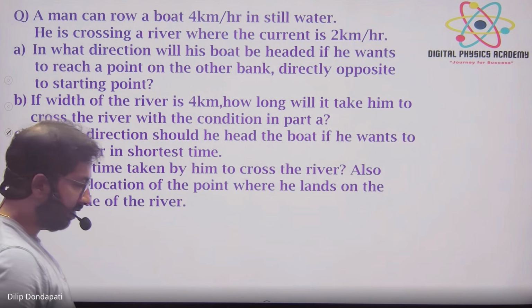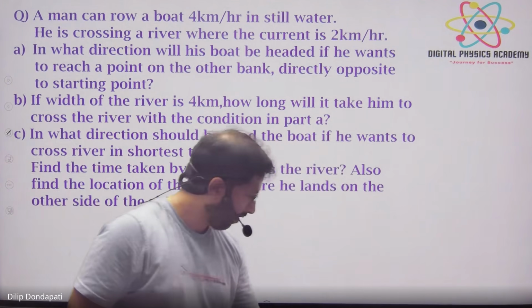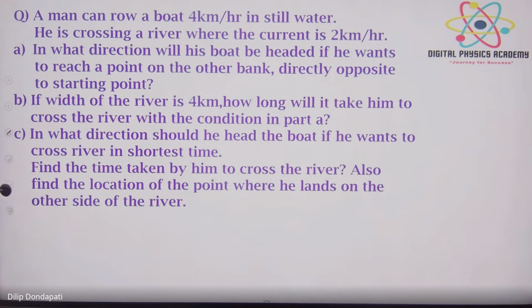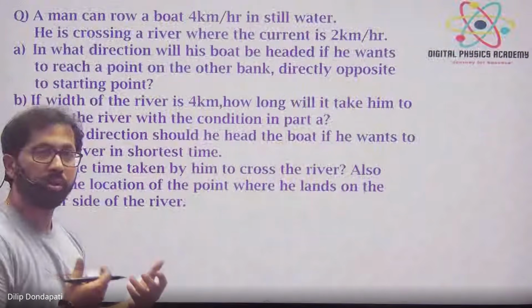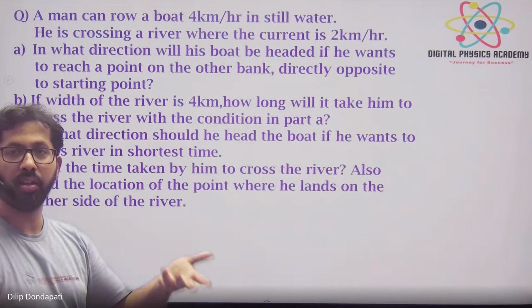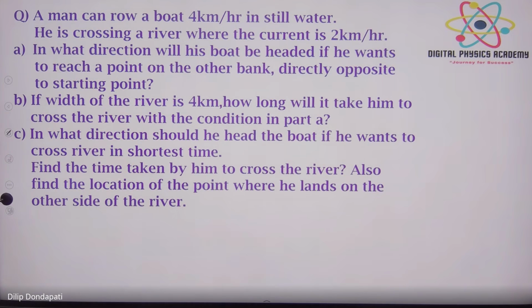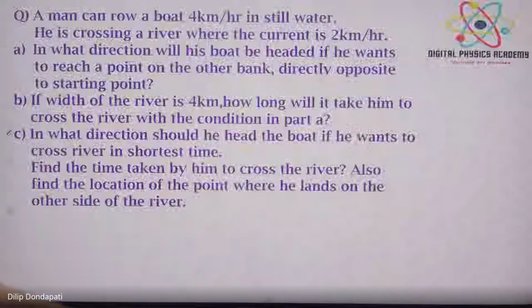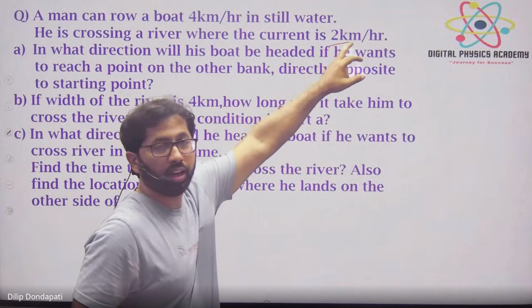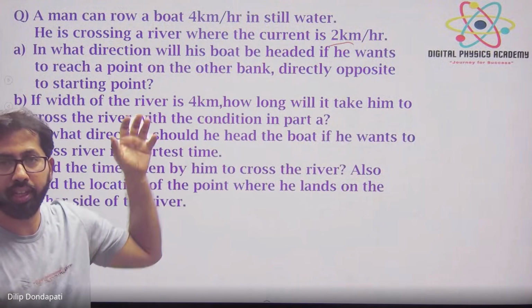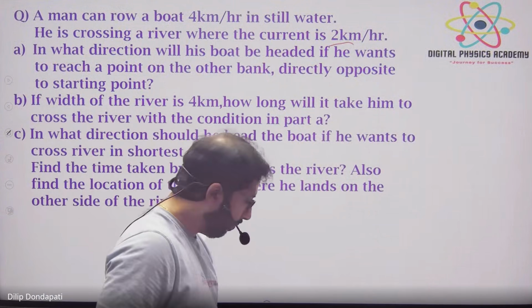Small question, all right. A man can row a boat. The man can be a swimmer, the boat can be a river, anything. A man rows a boat at 4 kilometers per hour in still water, meaning the normal velocity of the man is given indirectly. He is crossing the river with a current of this much. The meaning of current is nothing but water; the speed of the water is 2 kilometers per hour. Draw the diagram.